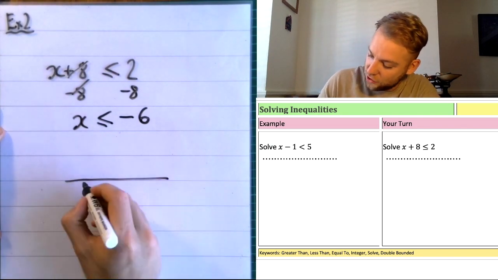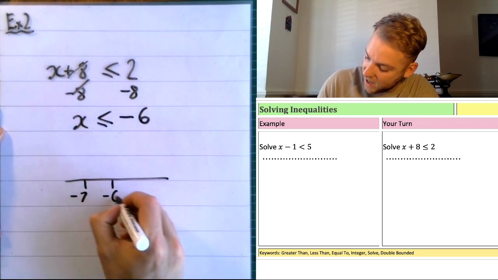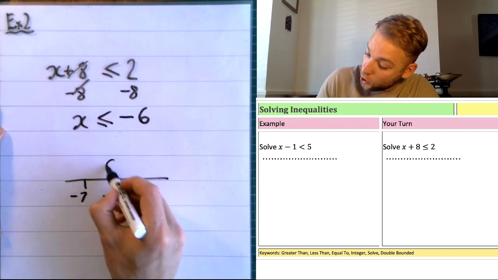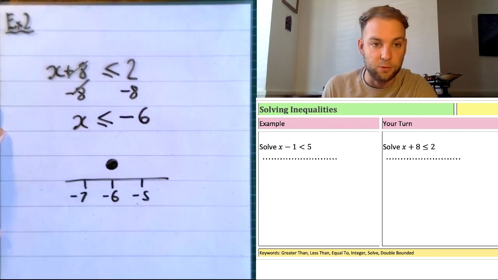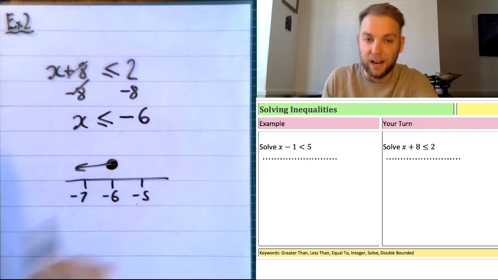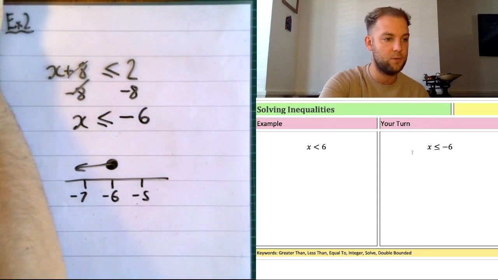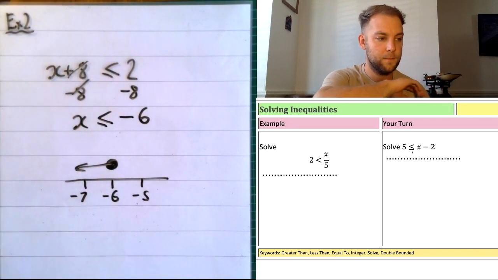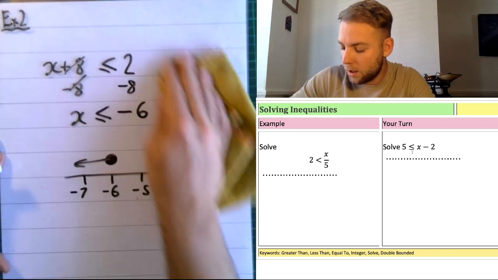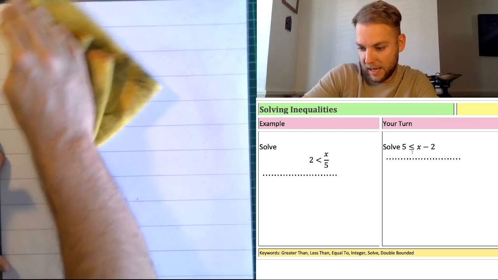Again, I will draw it just to show you can. Negative 7, negative 6, negative 5. A closed dot because it's equal to as well, and less than, so pointing left. Brilliant. So let's just check those. Super. So this next one here is a little bit trickier.